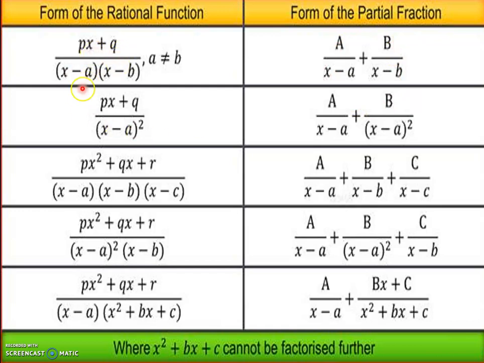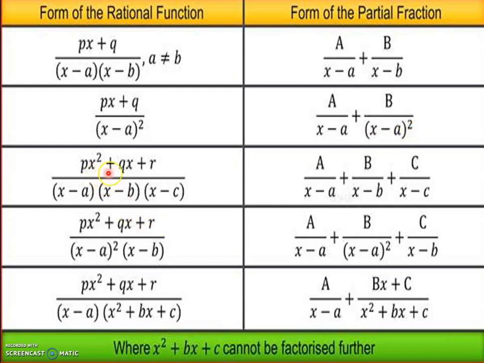px plus q upon (x minus a)(x minus b), where a is not equal to b, equals capital A upon x minus a plus capital B upon x minus b. Second, px plus q upon (x minus a) whole square equals capital A upon x minus a plus capital B upon (x minus a) whole square.